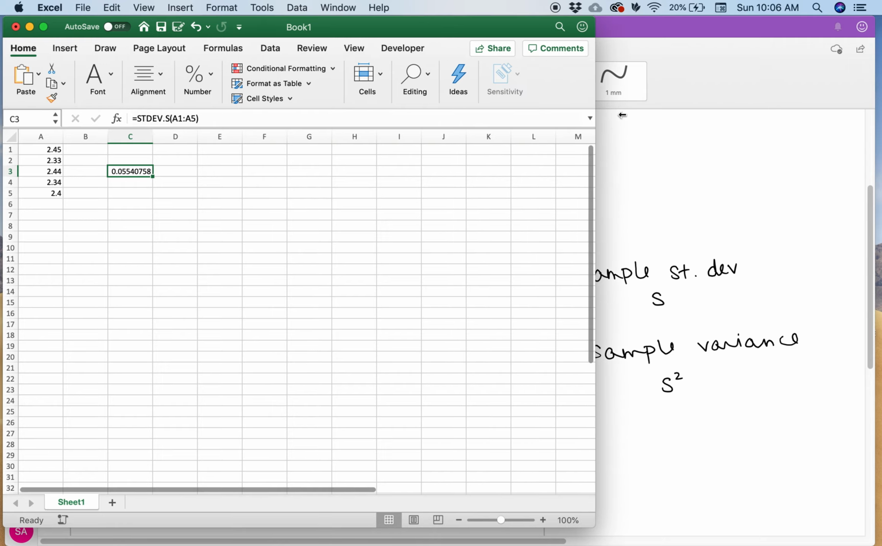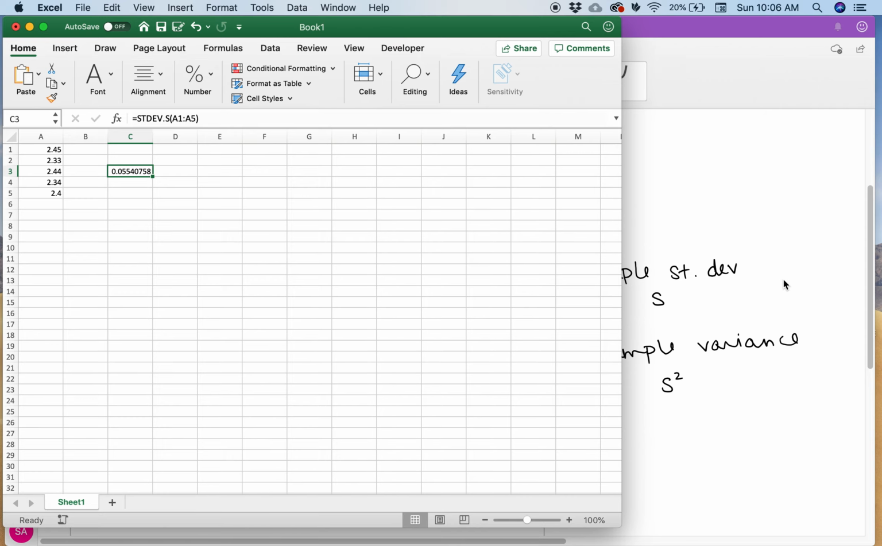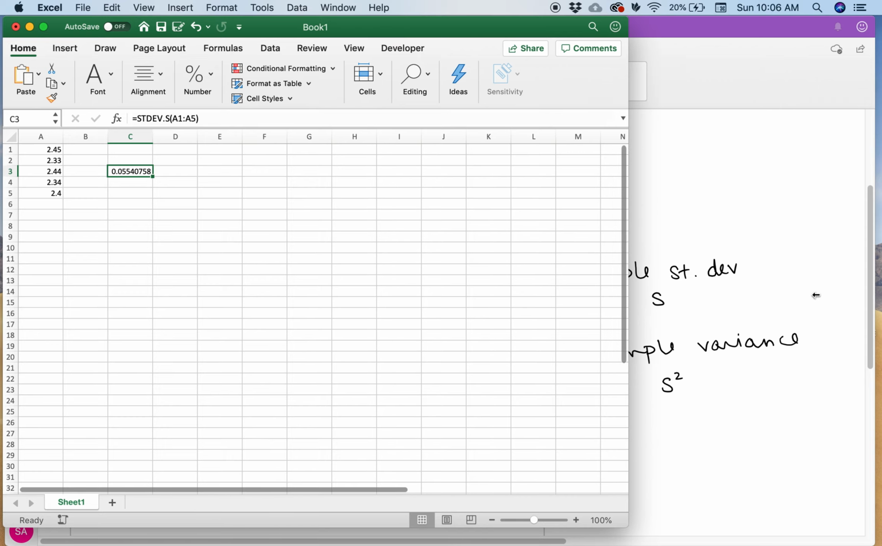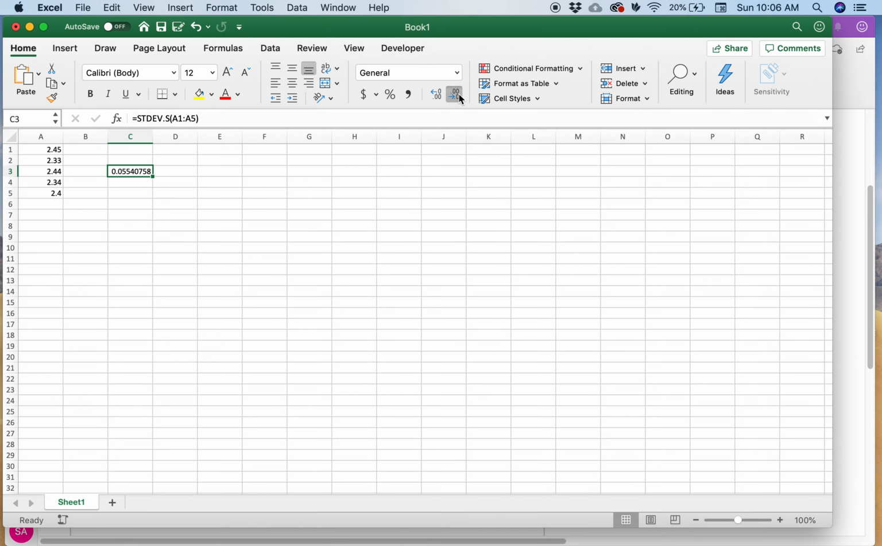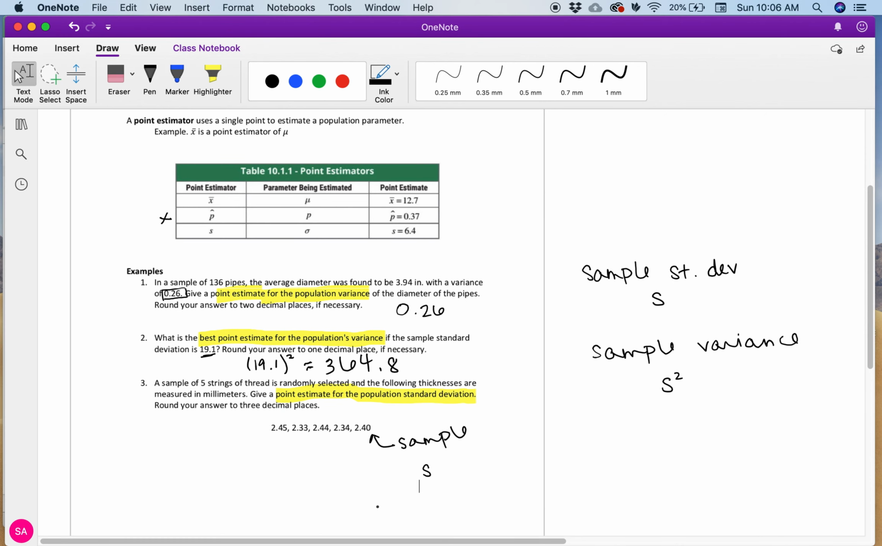So what I like to do is just go ahead and format this number. Let me make this bigger so I can see all my options. I'm going to decrease the number of decimals, so there's only 3 decimal places, and it kind of does the rounding for me, which is very nice. So to 3 decimal places, we have 0.055. And that would be our answer.